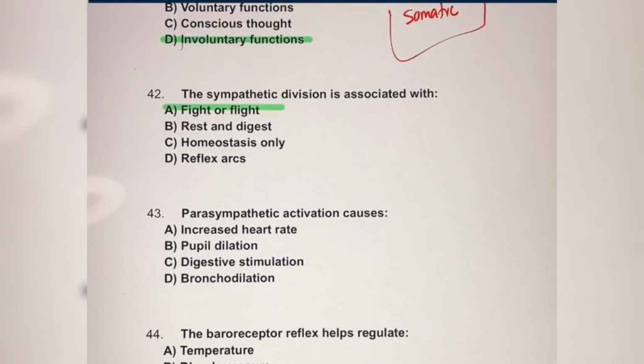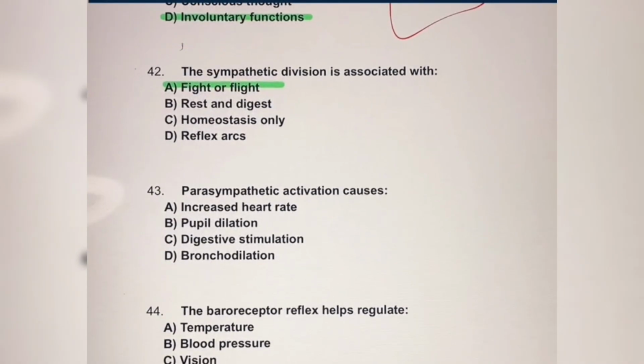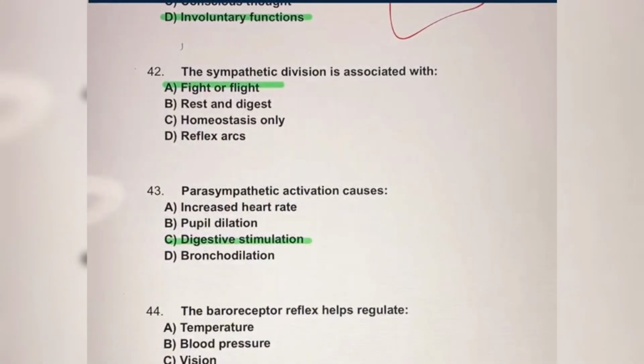Number 43, parasympathetic activation causes what? A, B, C, or D? The answer is C. It is digestive stimulation. Or rest and digest, right? Para means stop in Spanish. A parachute slows you down from falling. But again, it's going to stimulate your salivation, your digestion, and basically conserve your energy.